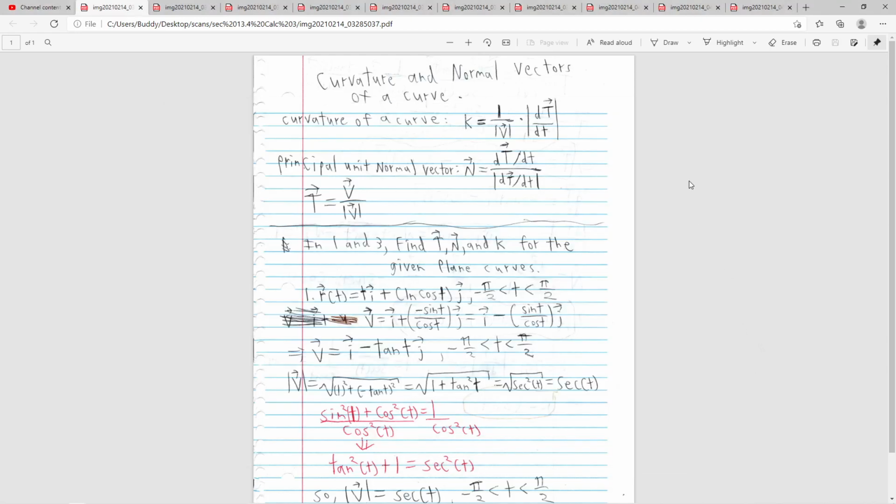So, curvature and normal vectors of a curve. Curvature of a curve is k, or I think kappa technically is what's used for it, but regardless. And the principal unit normal vector is the vector N equals the derivative of the unit tangent vector divided by the magnitude of that same derivative. And then, of course, T is equal to v divided by the magnitude of v. These are just the formulas used in these exercises, really.